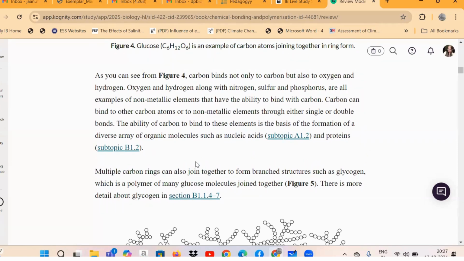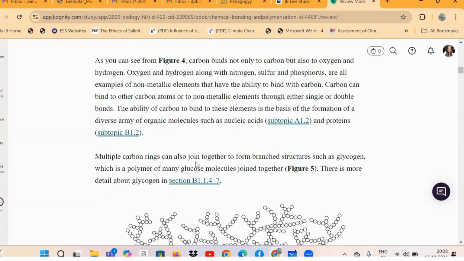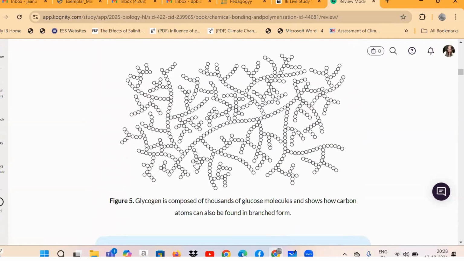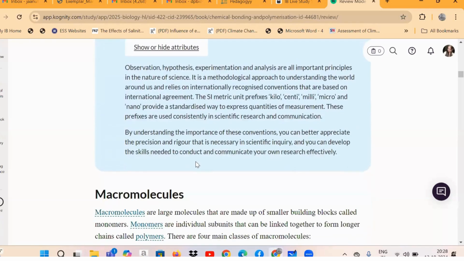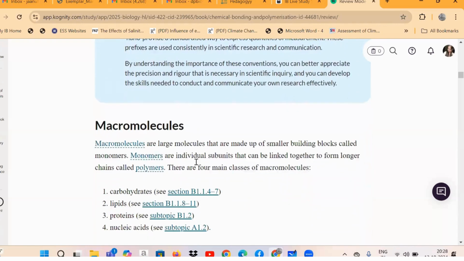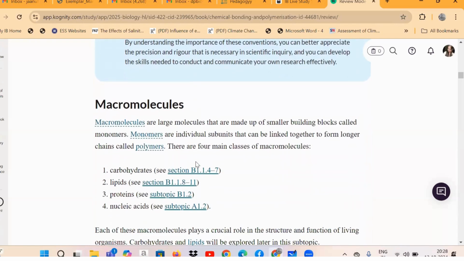So carbon, can it bind to non-metallic elements? What do you mean by non-metallic elements? Can it form a bond with non-metallic elements, which is not a metal? Yes, so it has the ability to bind with other carbon atoms or to any other non-metallic elements, and there is single and double bond formation. That's only for fats though. For fats, that's where the huge difference comes. Yes, so saturated and unsaturated.